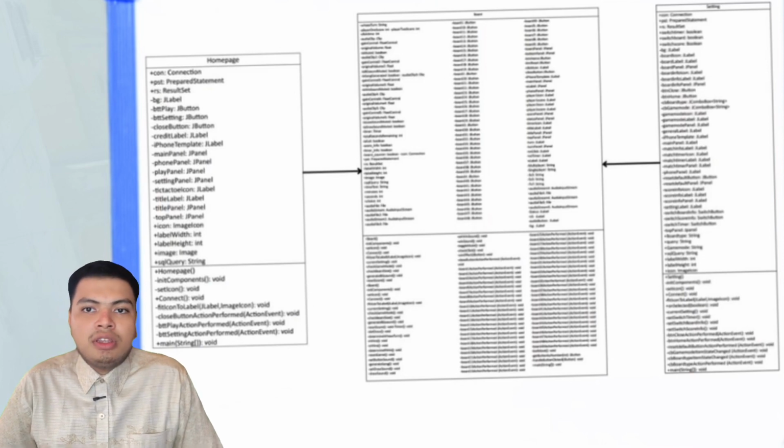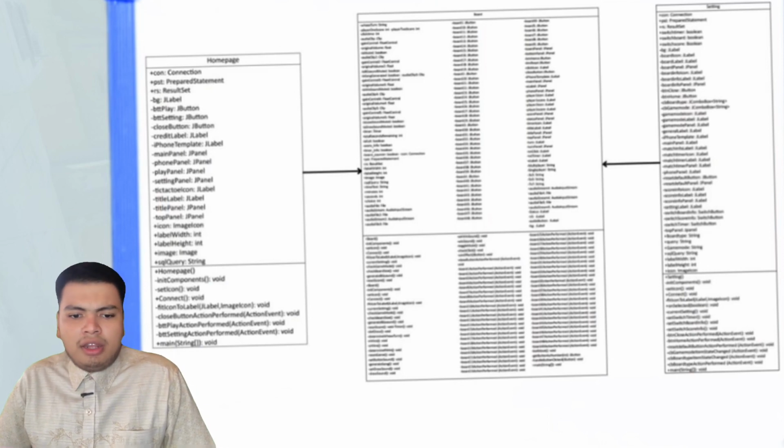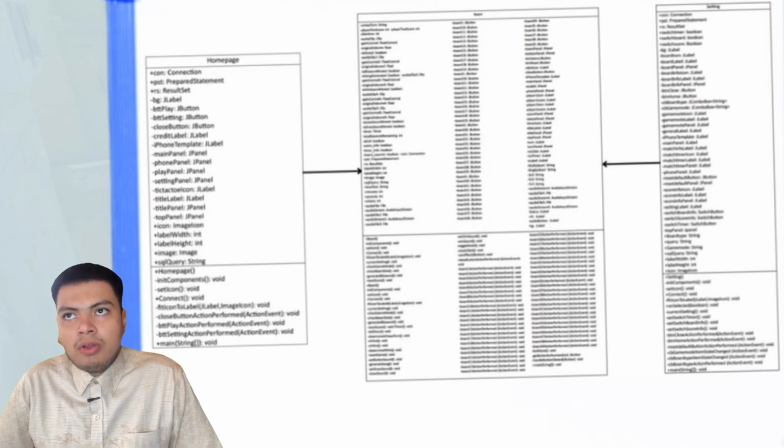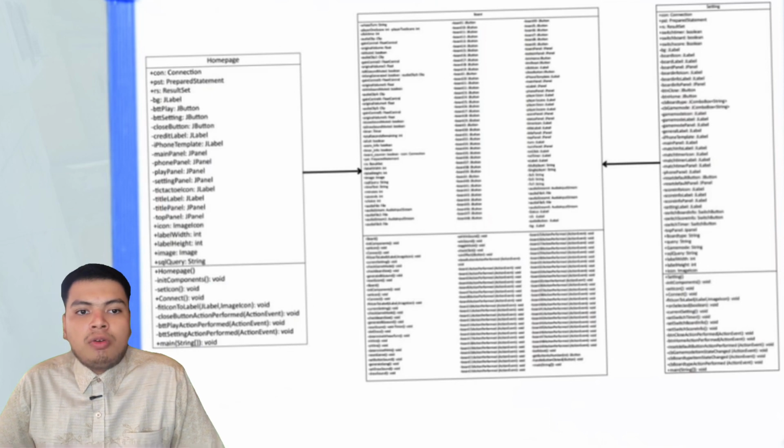So for the setting, there are five settings that we can adjust. For the game mode, the board size, and next the score info, the timer, and the board info. So I think that's all for the UML diagram.